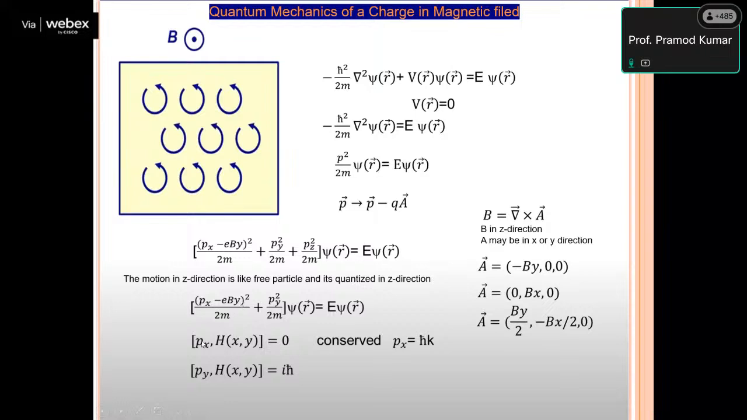So it means that Px is conjugate. This commutes with the Hamiltonian. Hamiltonian means total energy of the system. This momentum along the x-axis commutes with the Hamiltonian, so that commutator is always equal to 0. So this Px we can easily write equal to ħk.